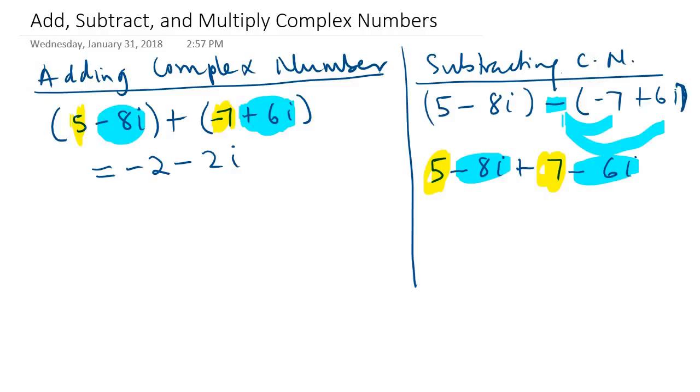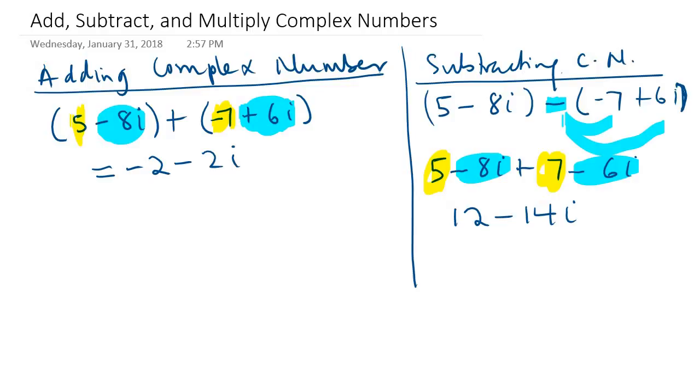It changes the sign. So now we're going to add 5 and 7. That will be 12. And then negative 8 plus negative 6 will be negative 14i. Negative 14i. And basically that's it. It's just making sure that you change the sign of the number that you're subtracting from the first one, and then making sure you combine the like terms very well.